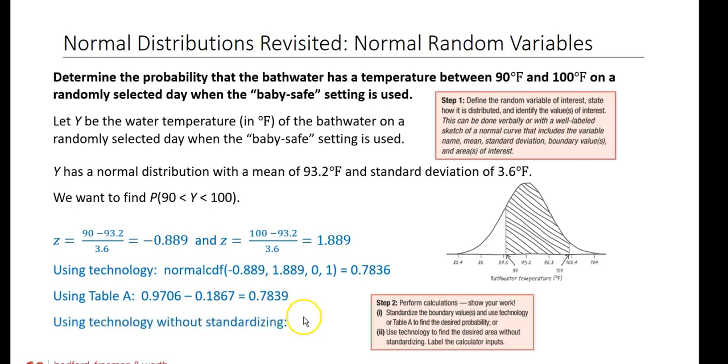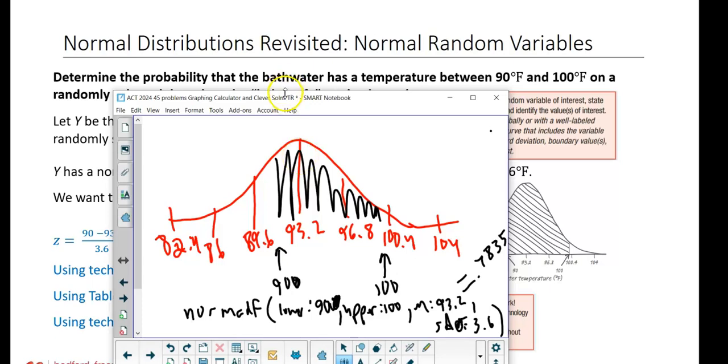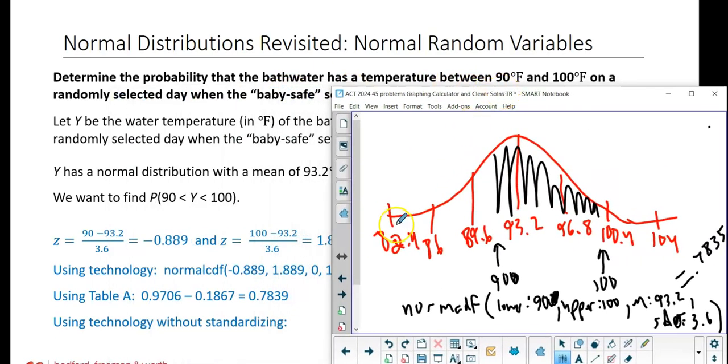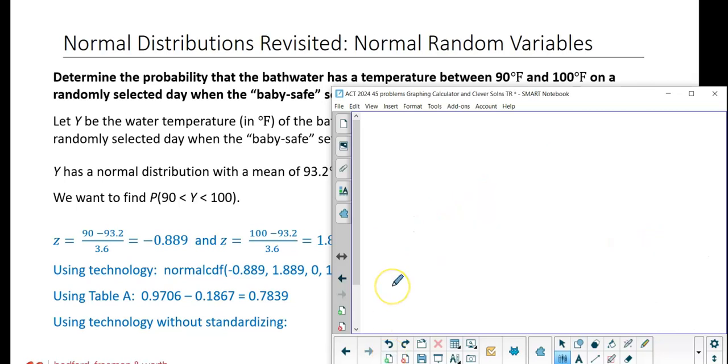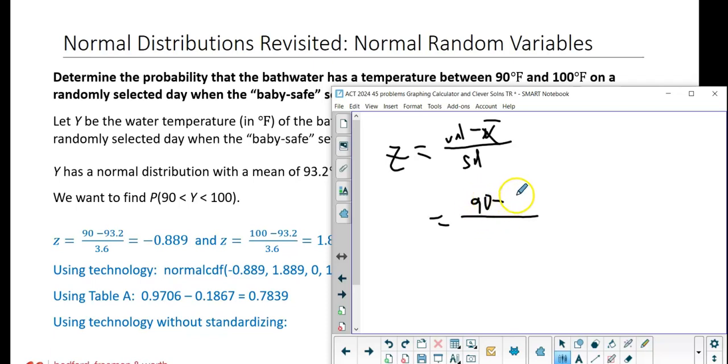We could have, just to remind you about what we could have done here. I'm going to mention this because you want to be able to do this. You don't have to do this every time, but if they ask about the z-score, you need to know it. Z-score is the value minus the mean, x minus x bar, over the standard deviation. So that first value is 90, right? So 90 minus the mean, which is 93.2, over the standard deviation of 3.6. That's z on the lower bound.